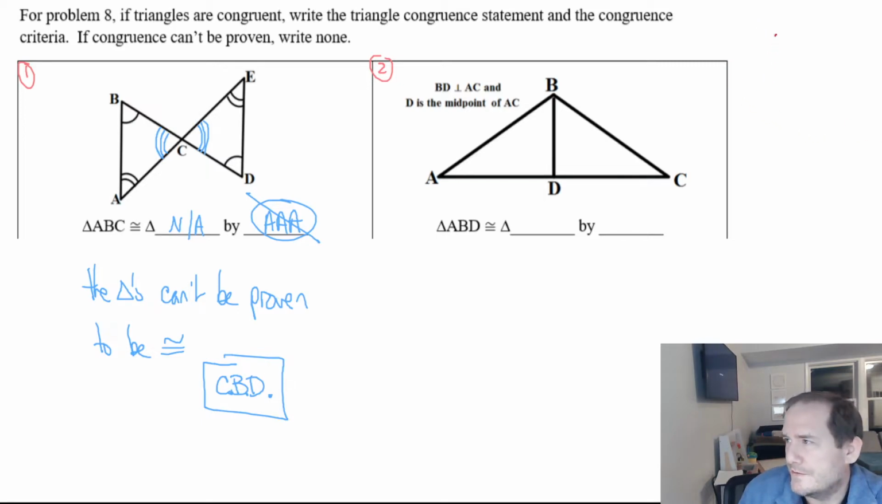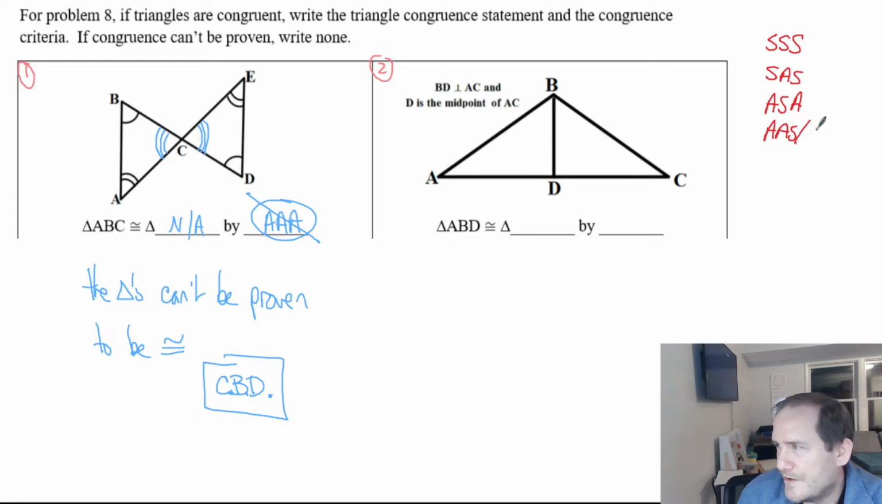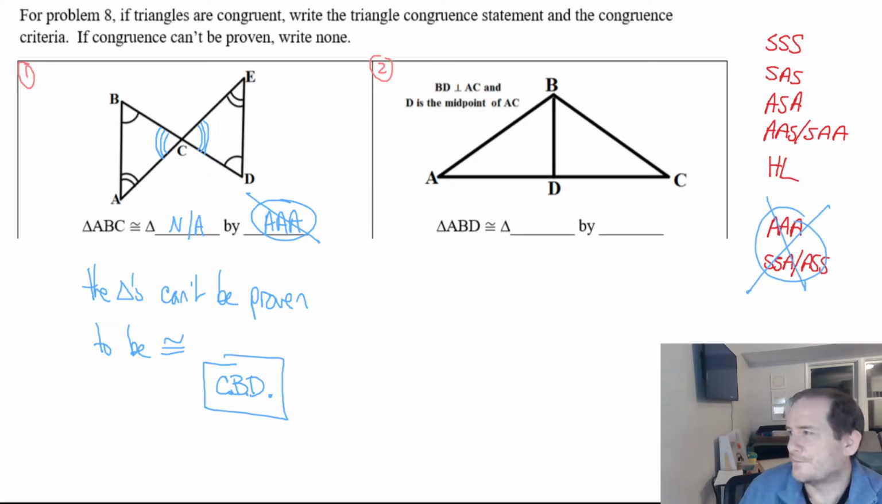So just to remind you of all the options, there's side, side, side, side, angle, side, angle, side, angle, angle, angle, side, which is the same as side, angle, angle. We even have our new shortcut that we learned today in class called HL. Those all work, but those are the only rules that work. Angle, angle, angle, and side, side, angle, which is the same as angle, side, side. Neither of those work. Those are bad news. Okay, so that's fine. Moving on.